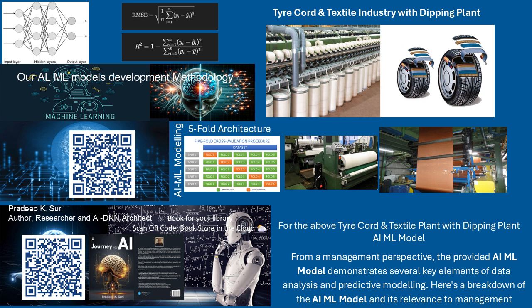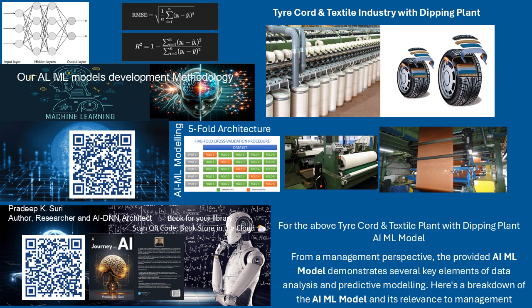Explanation. Left side. A textile factory with multiple spinning machines. The machines are spinning thin threads of yarn. The yarn is being wound onto bobbins. Right side. A cross-section of a tire, showing its layers. The layers include the tread, rubber, steel belts, and textile cords.